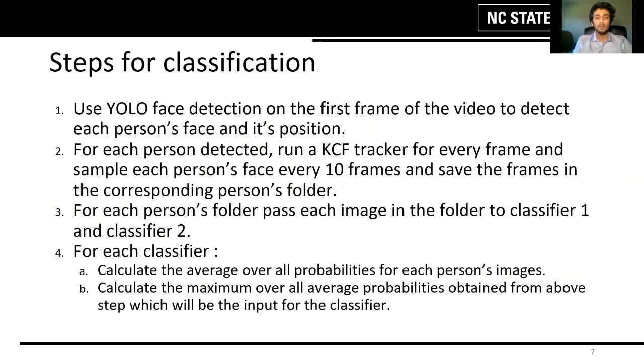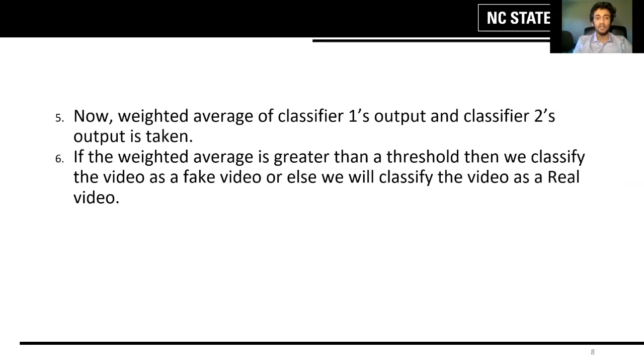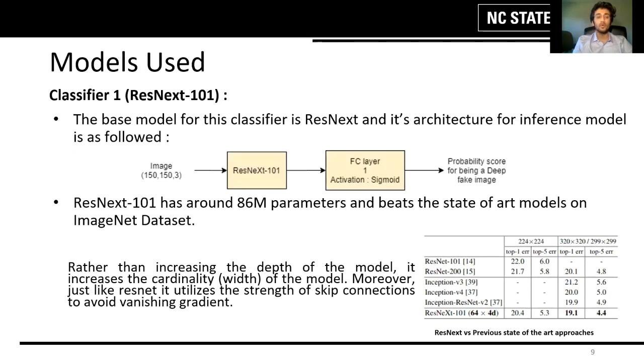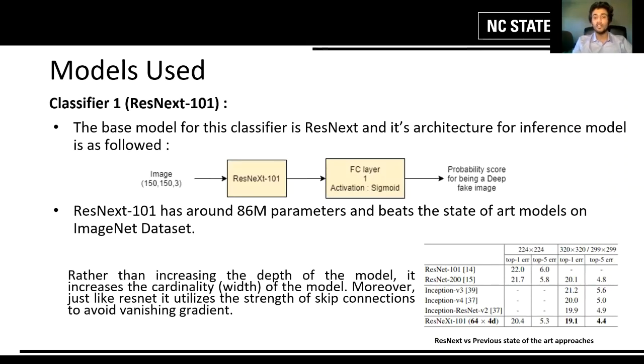So these are all the steps that we discussed in the prior slides. So now comes the models that we have used. The first model that we have implemented is the ResNeXt-101 architecture. As you can see in the image, we have just used the basic ResNeXt model with one added dense layer followed by a sigmoid function which would give us a probability score between 0 and 1.